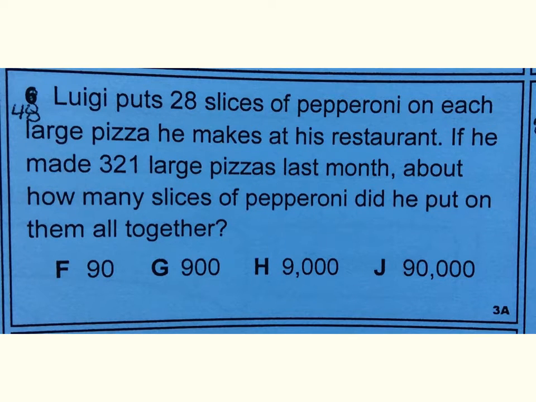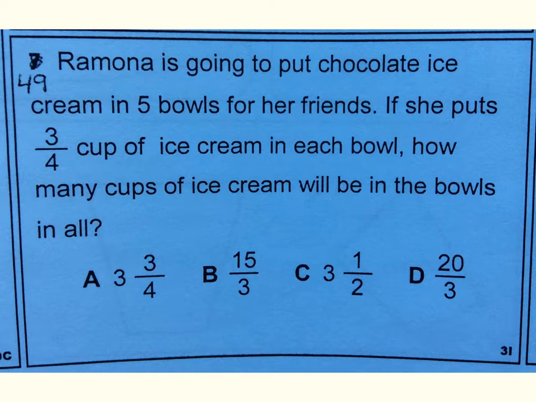Number 48. Luigi puts 28 slices of pepperoni on each large pizza he makes at his restaurant. If he made 321 large pizzas last month, about how many slices of pepperoni did he put on them all together? Number 49. Ramona is going to put chocolate ice cream in 5 bowls for her friends. If she puts 3/4 cup of ice cream in each bowl, how many cups of ice cream will be in the bowls in all?